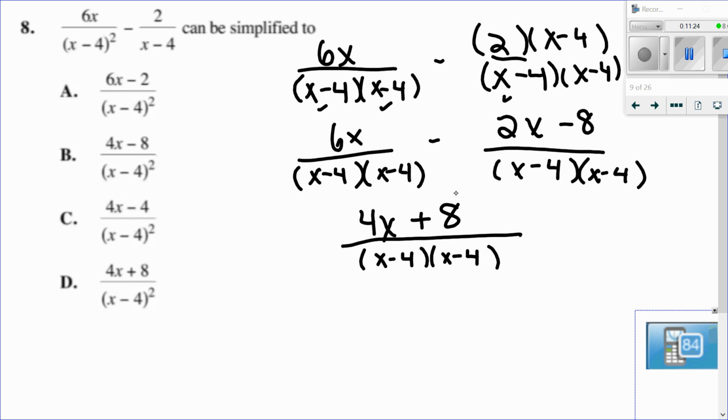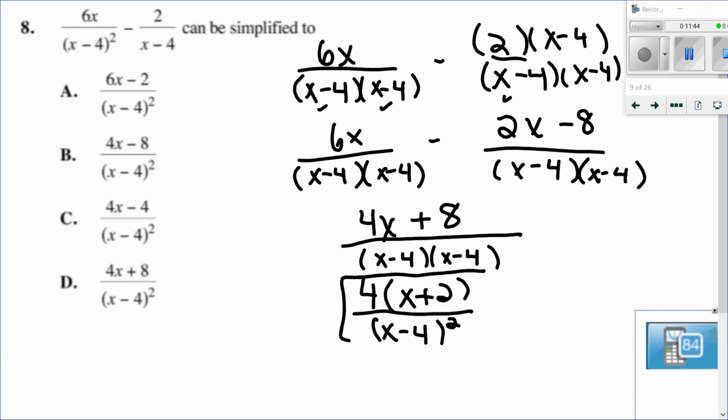Now I notice that I have a GCF of 4, so I'm going to take out a GCF of 4, and then I'll combine this as x minus 4 squared. That's the way I like the answers, but you'll notice that the options have it factored in. So to match the ones that they have, I'll leave it as 4x plus 8 over x minus 4 squared, just so we can see the correct option, which is option D.